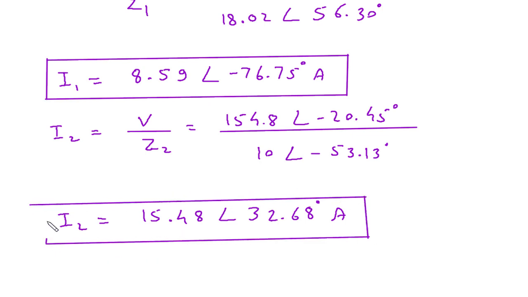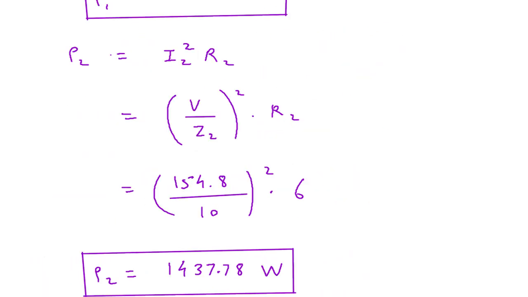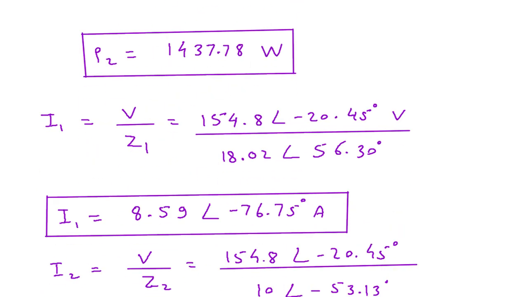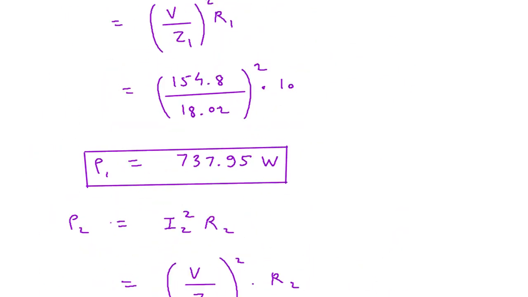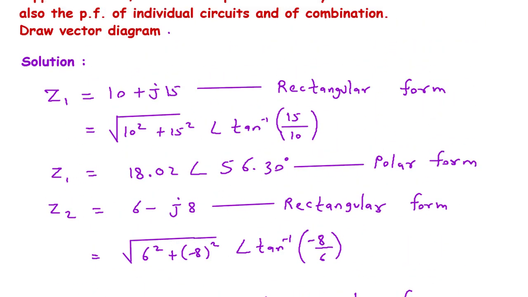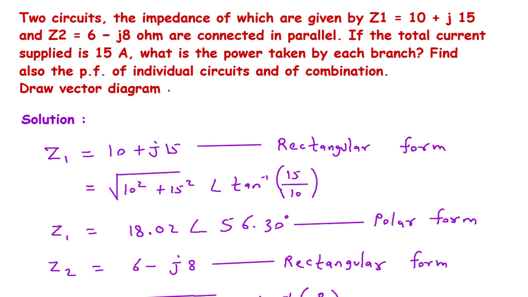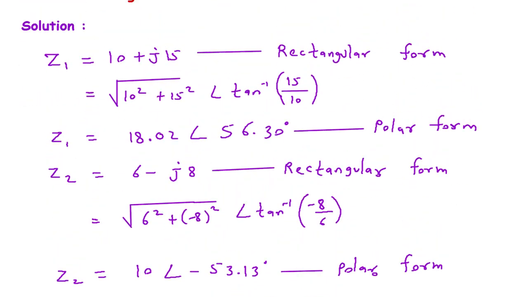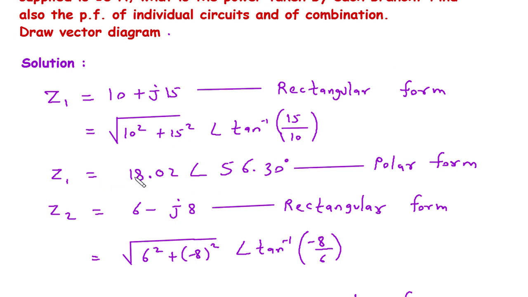Now we have the value of I1 and I2. Now we can find the value of power factor also. We have to find the power factor of each branch and the combination. So first of all we will find the power factor of the individual branch. For Z1 the angle phi will be 56.30.